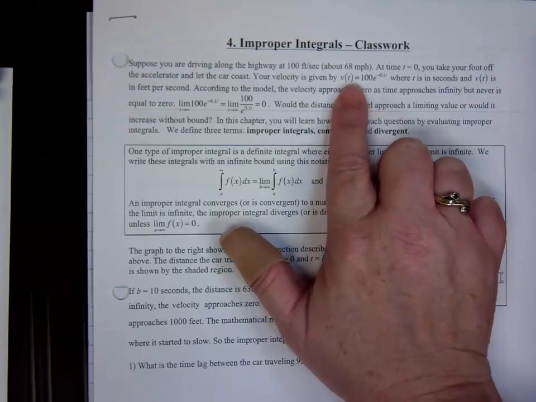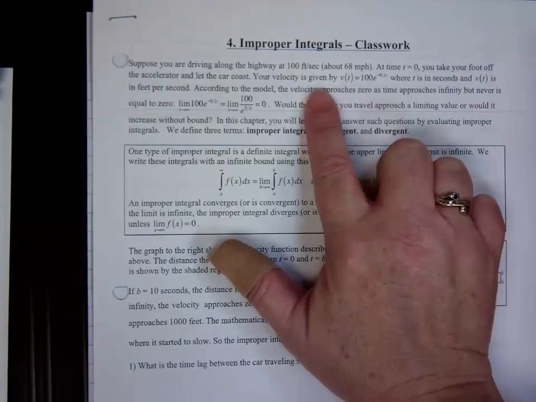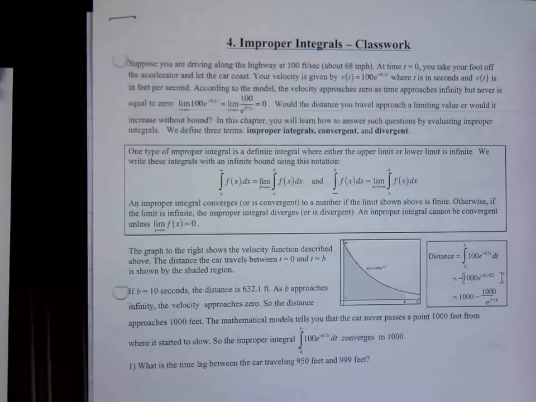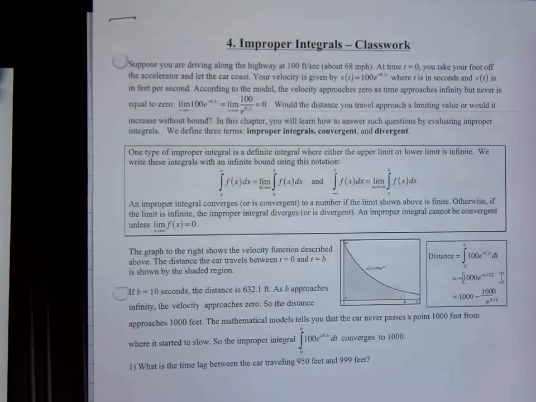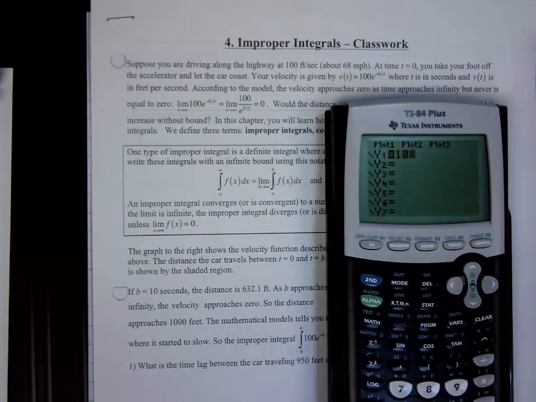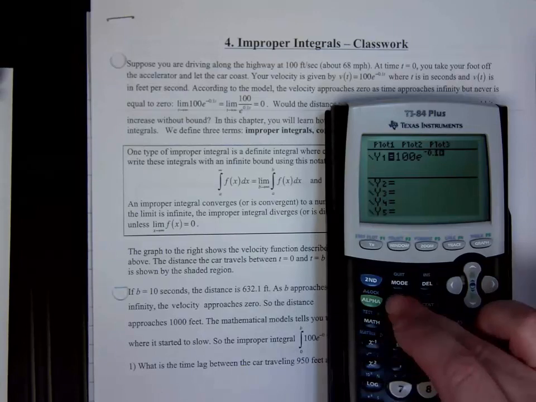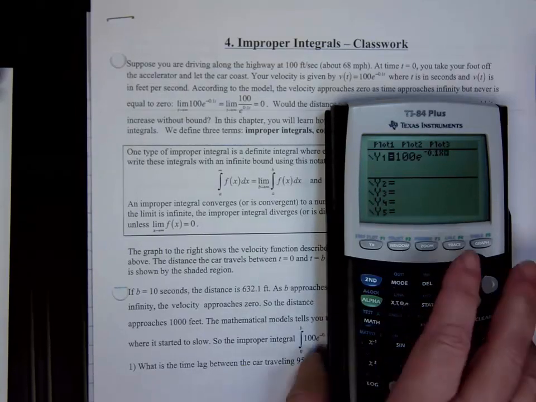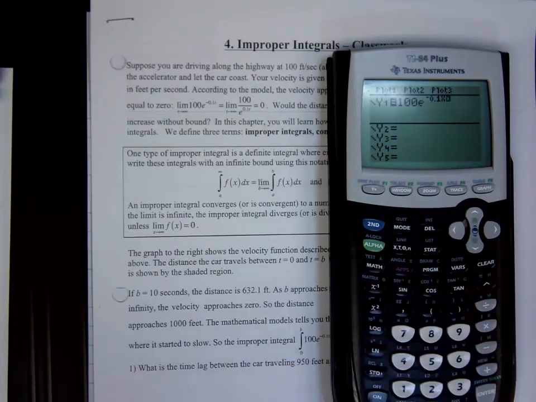This is your velocity. So what I want to do now is take your calculator, go into y equals and type in this velocity function. You're going to have y equals 100 e to the negative 0.1x. You're going to get it. There's a good picture. 100e to the negative 0.1x. Now this is the velocity graph.